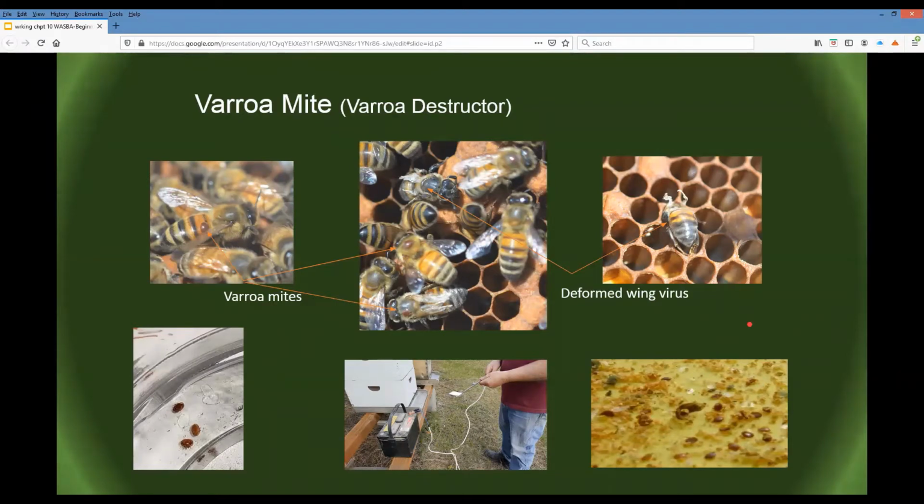Sometimes people will do a mite treatment, and they will put that board in to see how many mites drop down as they treat, to see if they had a lot of them taken care of.